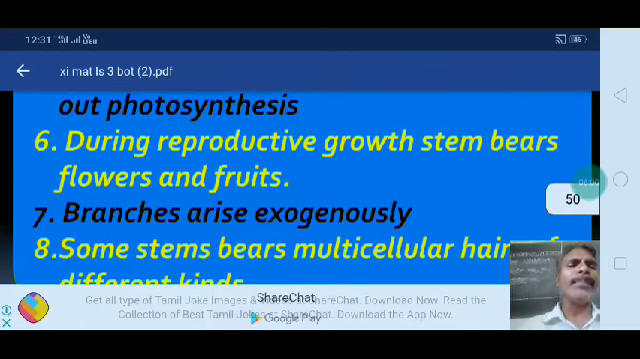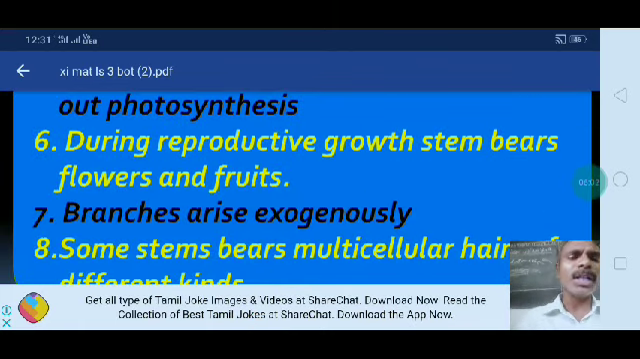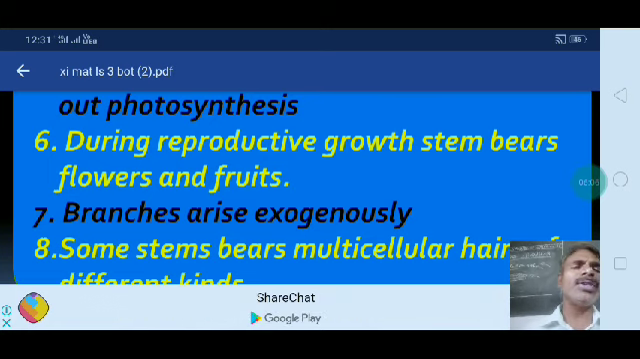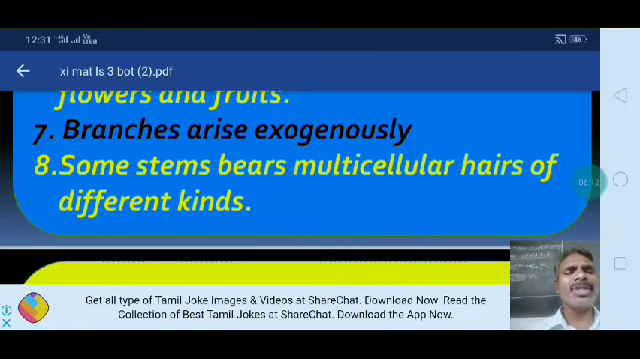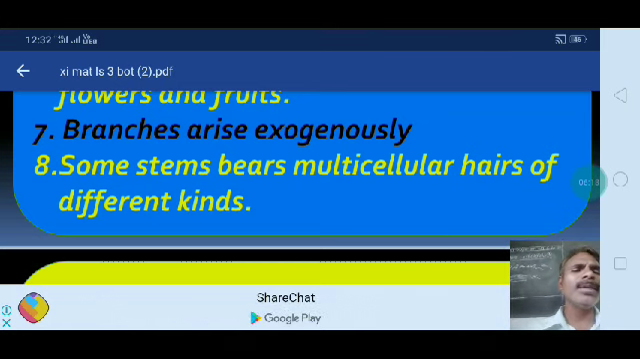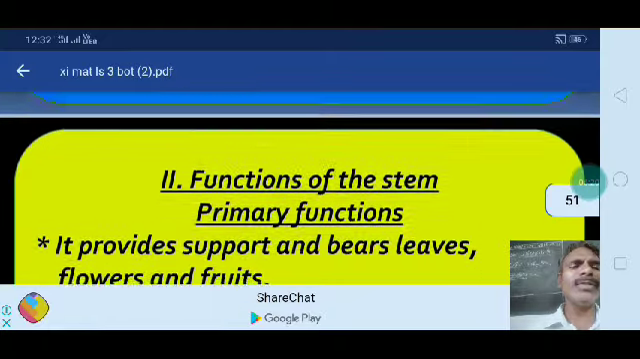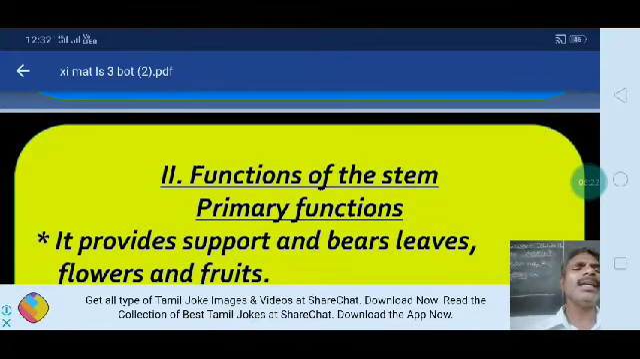During reproductive growth, stem bears flowers and fruits. Branches arise exogenously. Some stems bear multicellular hairs of different kinds. Okay, these are the characteristic features of the stem region.